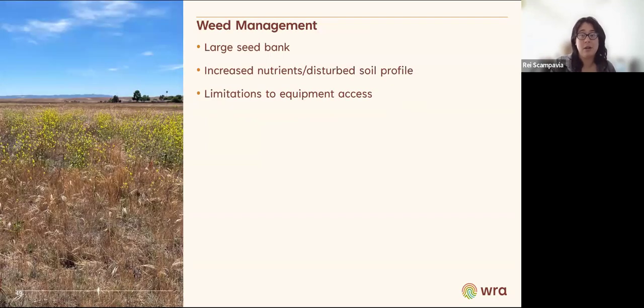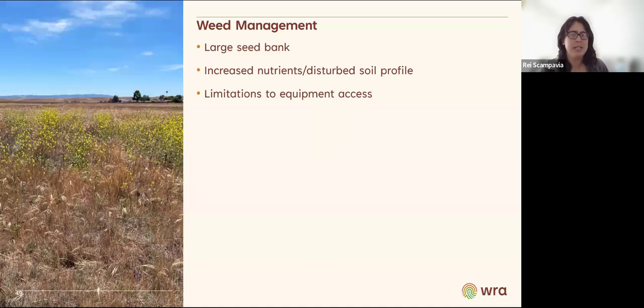As I also mentioned, weed management is a huge issue for these sites that are converted from agriculture. And in California, there's typically a huge invasive weed bank in these grassland areas that needs to be controlled so that weeds don't just take over after the native seed is planted. Due to historic uses, soils in these areas may also have increased nutrient levels and a disturbed soil profile, which can also give these weeds a little bit of an upper hand against the natives.